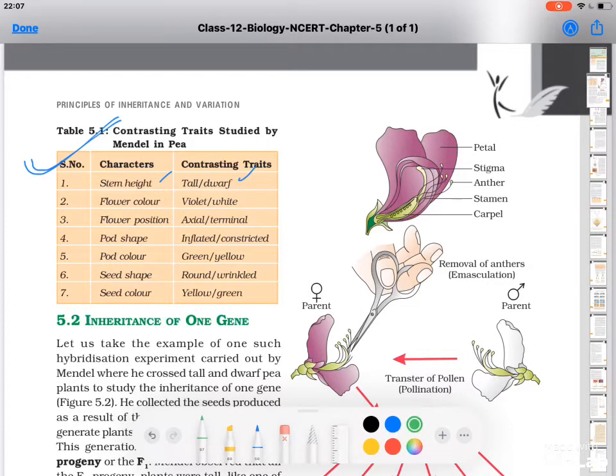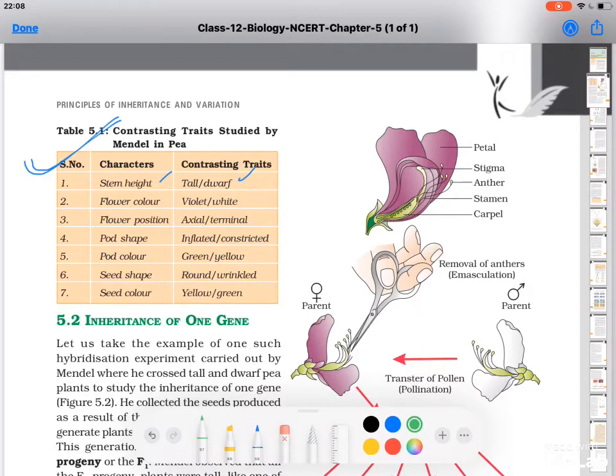Axial means in the axis of the leaf or a branch. Terminal means at the tip. Pod shape, inflated is dominant over constricted. Inflated means swollen. Pod color, green is dominant over yellow, and seed shape, round seed shape is dominant over wrinkled one. Seed colors, yellow is dominant over green. So learn these characters as well as which one is dominant and which one is recessive.